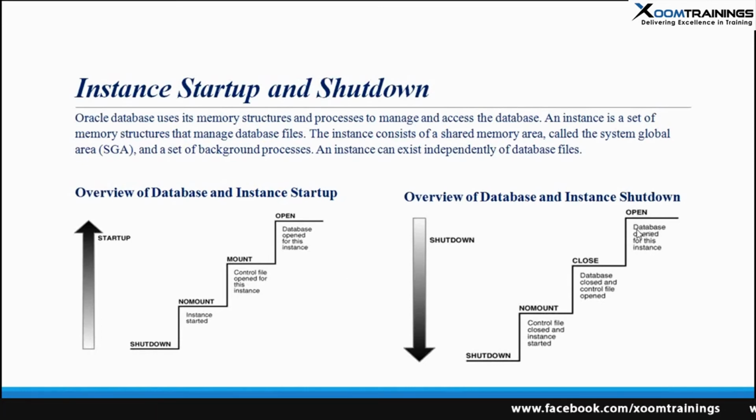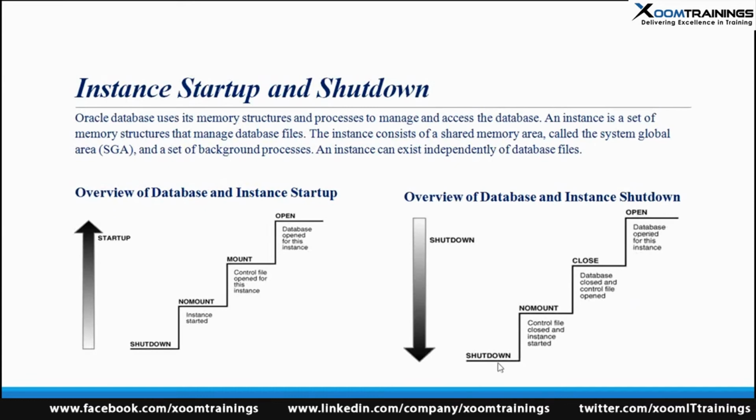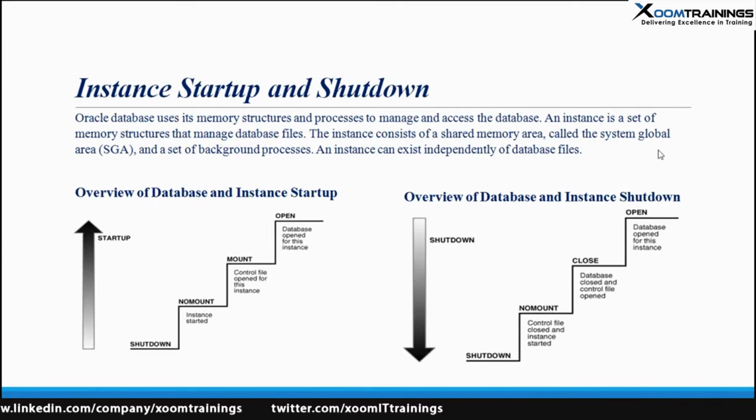In shutdown, all the reverse steps happen. First the database closes the control file, and then it goes to the no mount stage, and then it shuts down. Once it shuts down, all the steps will show: closed, no mount, and then the database is closed.